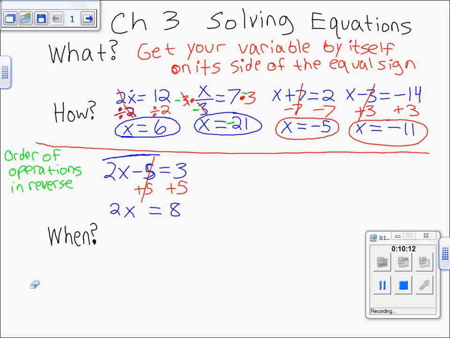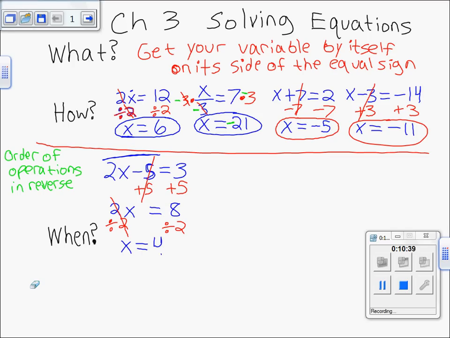So now our job is just to get rid of the times 2. You get rid of multiplying by dividing. So divide both sides by 2. These are opposite operations, otherwise known as inverse operations. So those cancel. The x stays behind, so we still have an x. Now on the right side, we have 8 divided by 2. And those of you paying attention, you know your times tables. I know that's a simple one. It's going to be 4.